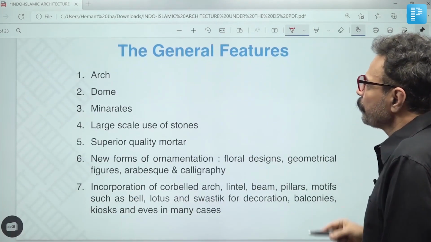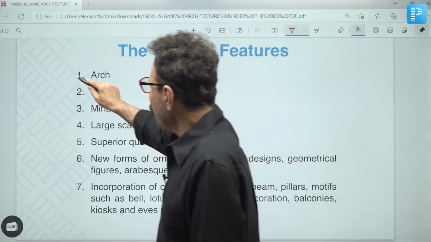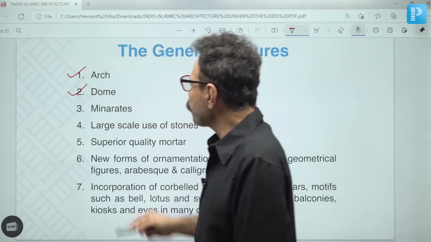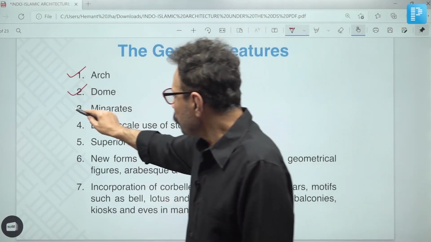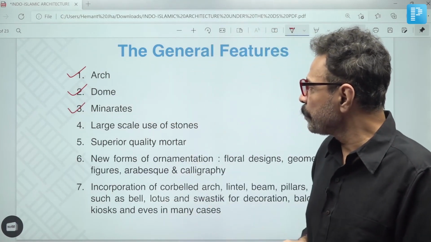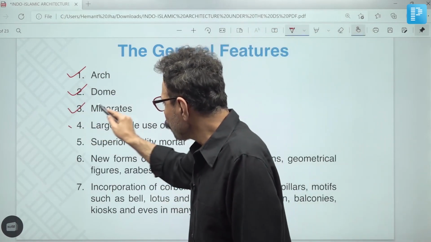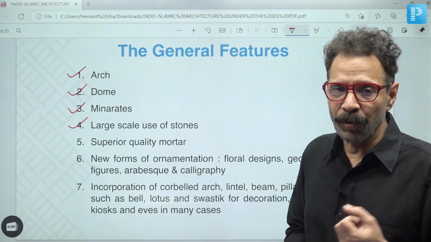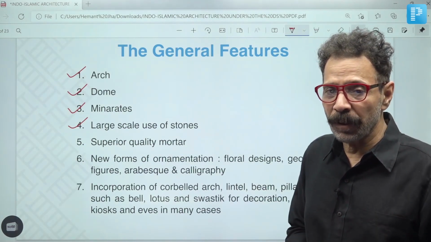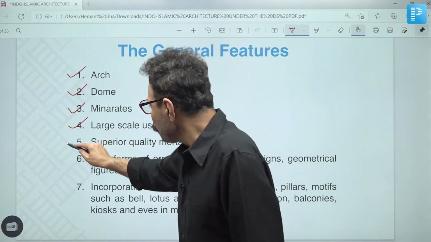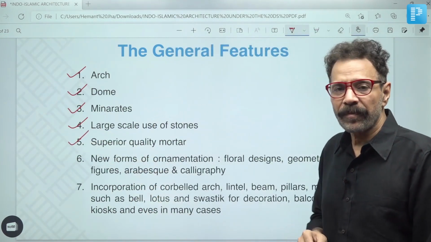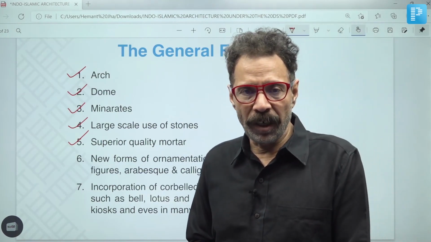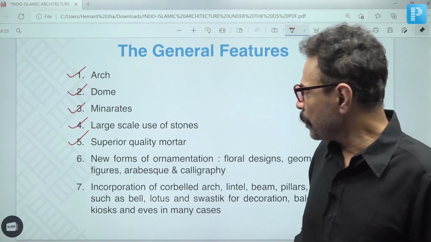The general features. So first is arch, I have discussed. Second is dome, I have discussed. Third is minarets, I have discussed. Fourth is large scale use of stones. Stones emerged as the main building material during this time, and different kinds of stones were used. Fifth is superior quality mortar, and this was the limestone mortar and the gypsum mortar, and I have thrown light on this in the previous lecture.